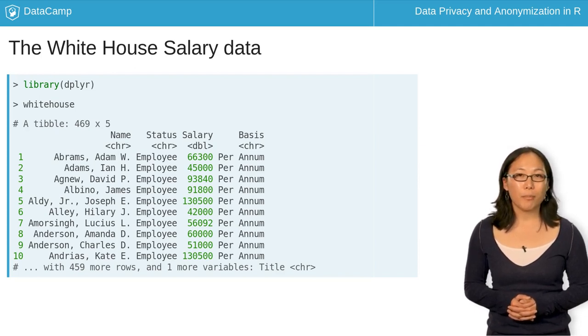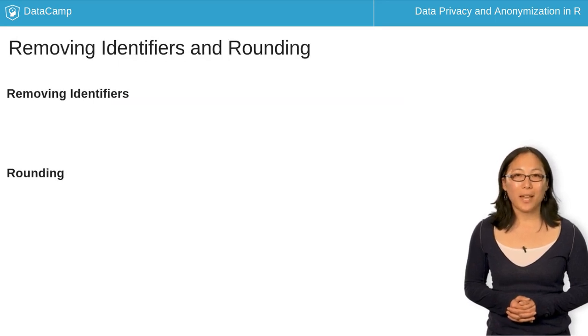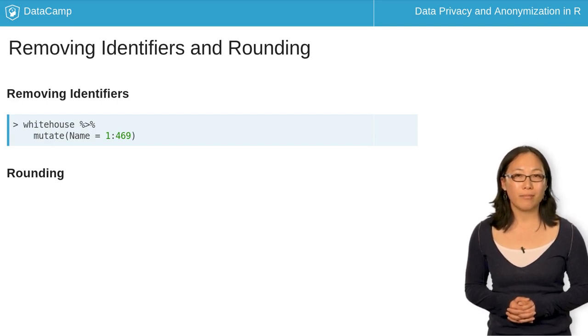Note that this course will make extensive use of the dplyr package to manipulate data. Let's get started. One basic method for anonymizing data is removing identifiers, or in the case of our data set, removing the names. We can accomplish this by replacing the names with numbers. We saw from the Tibble output there are a total of 469 observations. So we will replace the names with a sequence of numbers from 1 to 469.